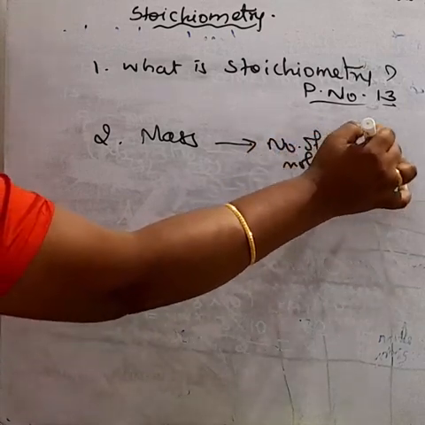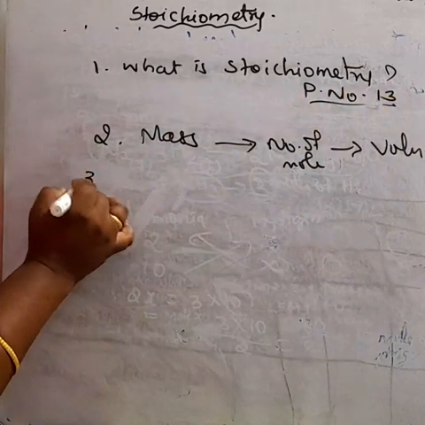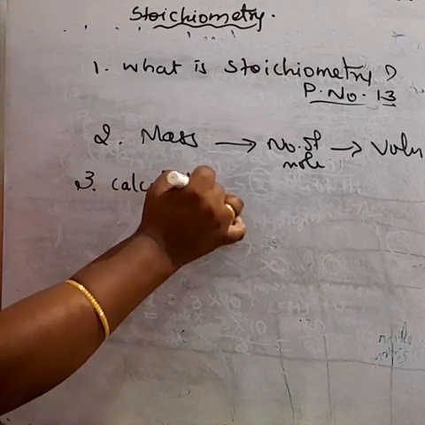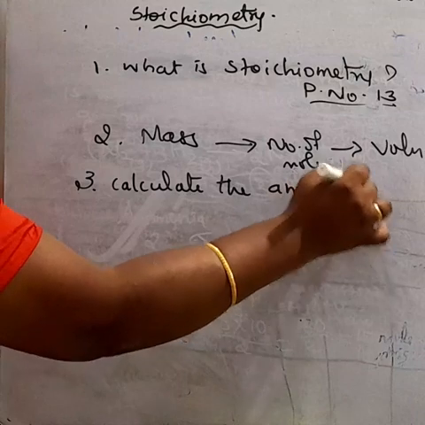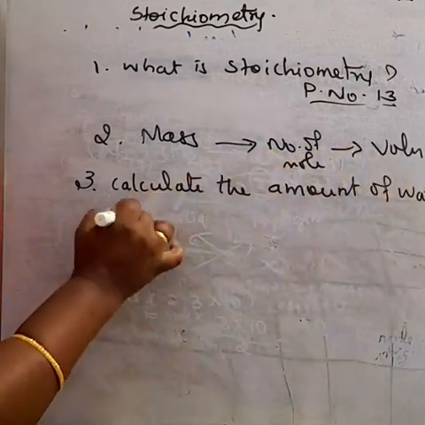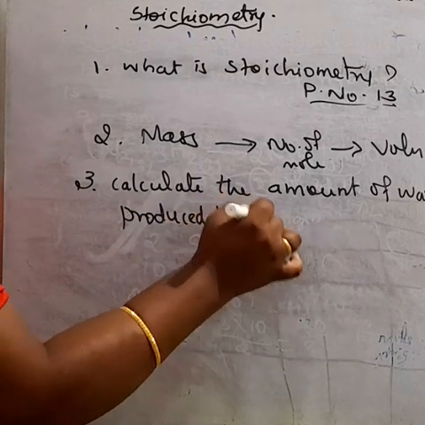And the second question, page number 15: Calculate the amount of water produced by the combustion of 32 gram of methane.